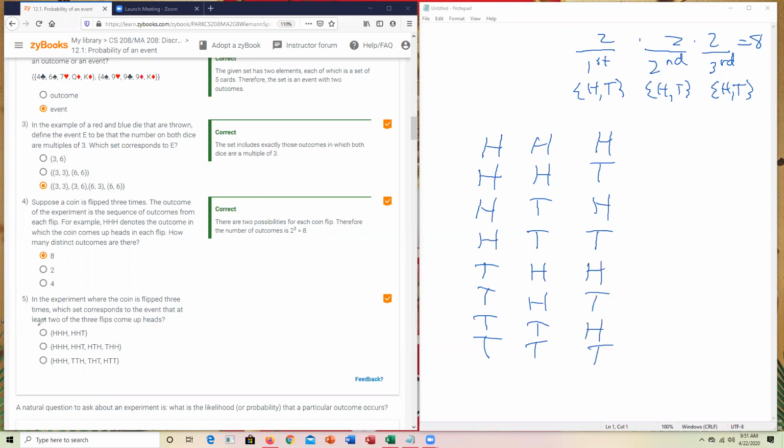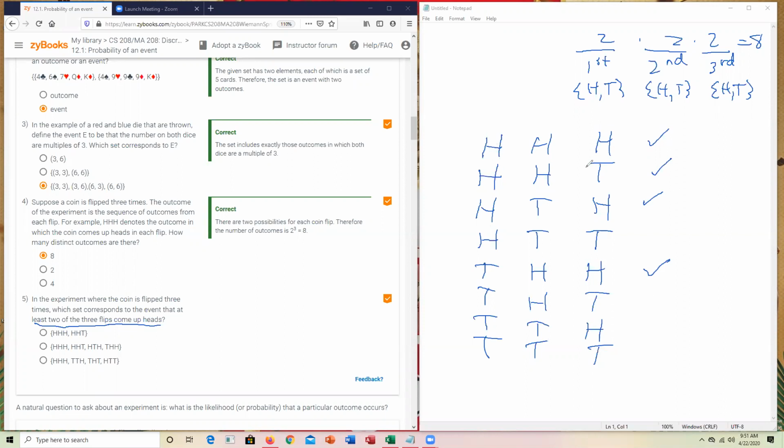In this case, it says at least two of the three flips come up as heads. On the first line, there's three of them, so that's at least two. So that one works. Two there, that one works. The order is irrelevant on this one, so head, tail, head would have worked as two heads. This one only has one. The fifth line here has two heads. The sixth, seventh, and eighth only have one or no heads. So these are the three that I'm looking at.